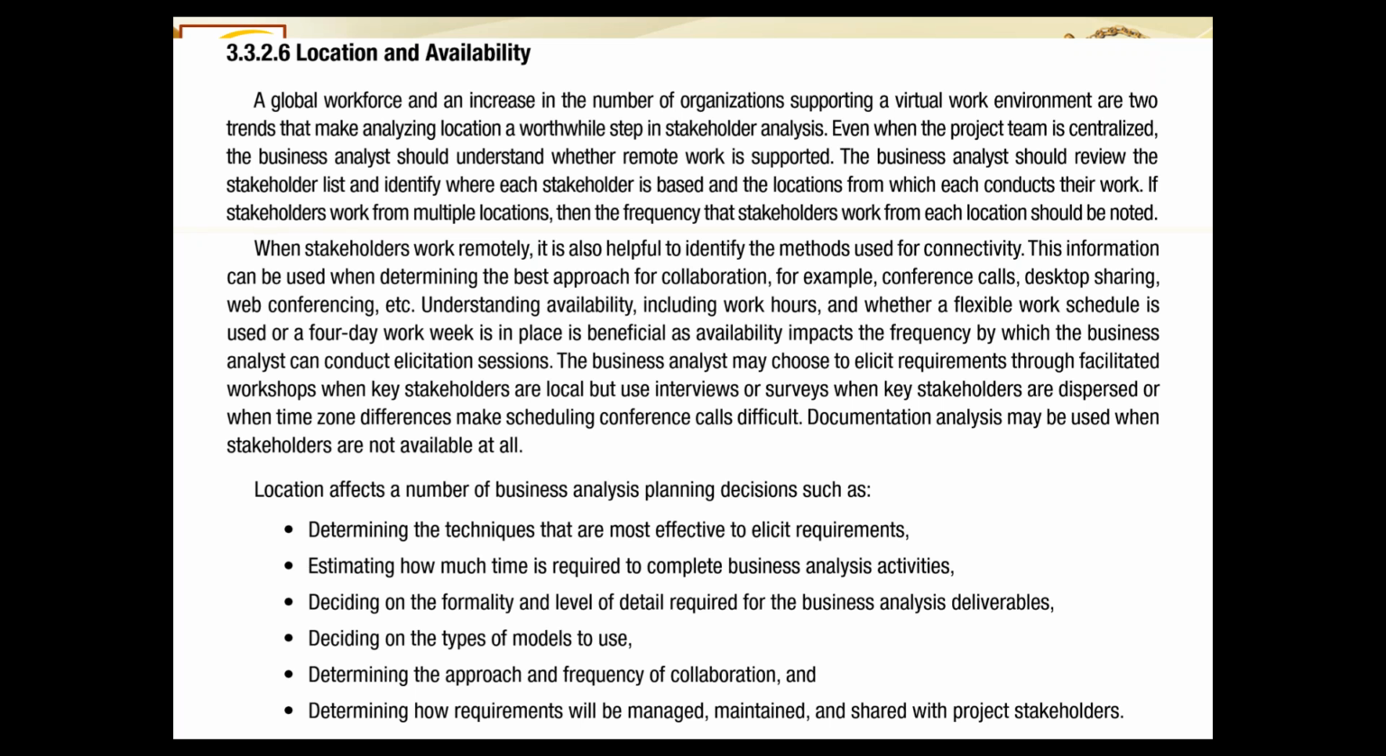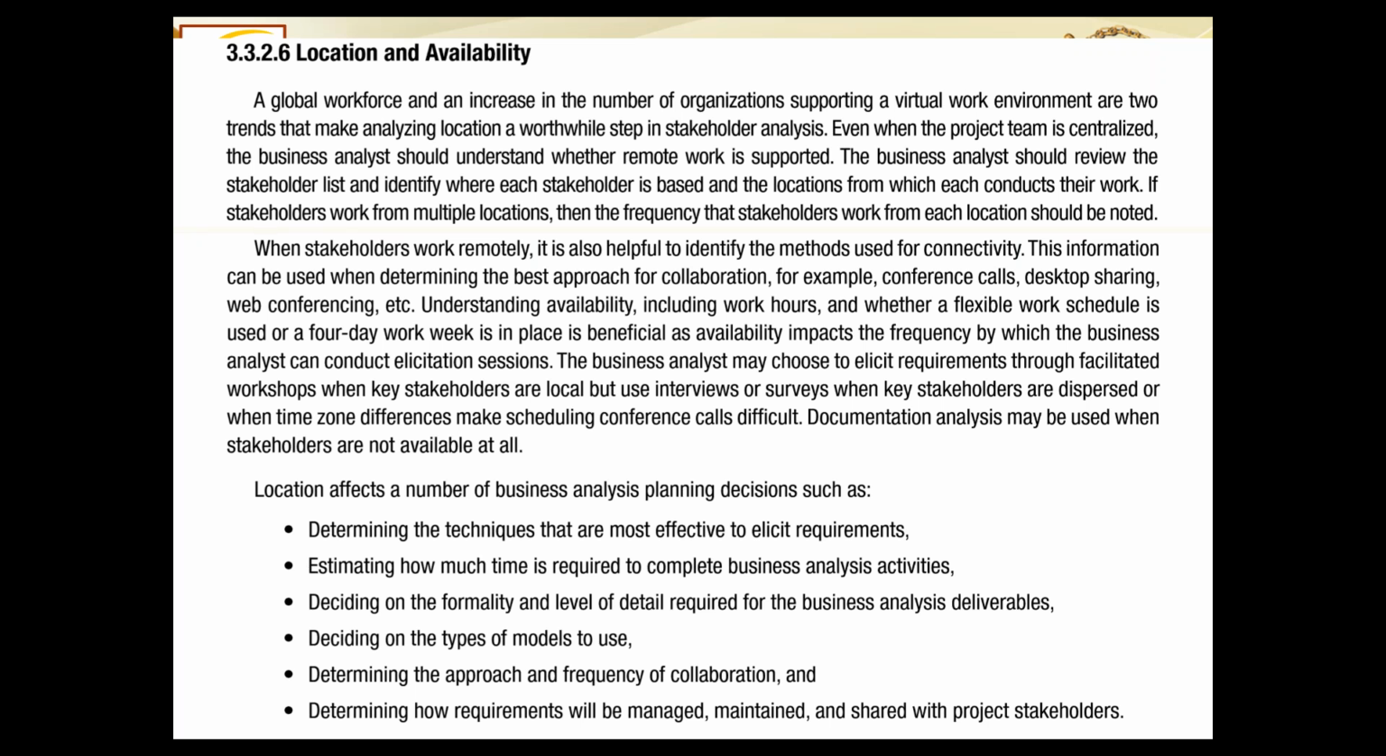Location affects a number of business analysis planning decisions, such as determining the techniques that are most effective to elicit requirements, estimating how much time is required to complete the business analysis activities, deciding on the formality and level of detail required for the business analysis deliverables, deciding on the types of models to use, determining the approach and frequency of collaboration, and determining how requirements will be managed, maintained, and shared with project stakeholders. So all the interaction which is required to be done, you have to pre-decide on that. So location affects all of them.